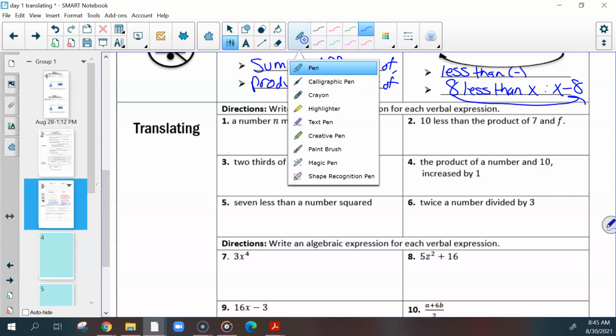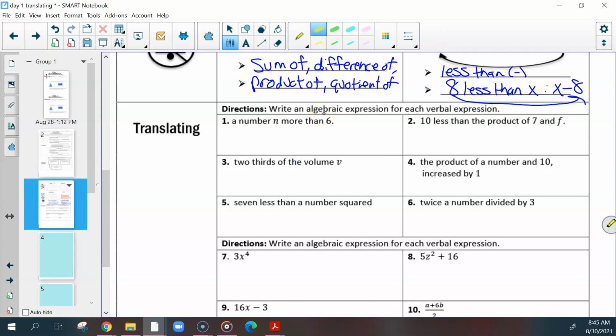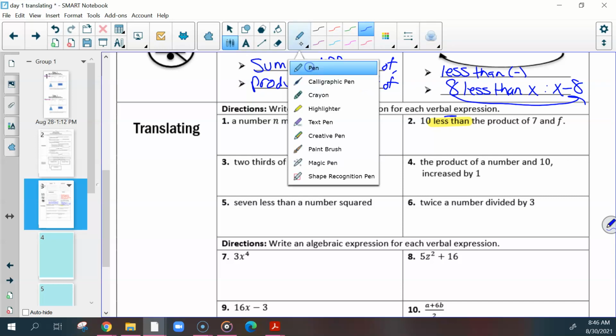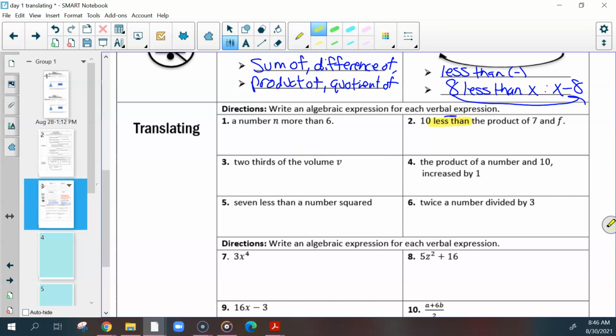So, 10 less than the product of 7 and f. What is this telling me to do? Subtract. From what word? Less than. And what else? Product of. That means we're going to multiply these 2 things together.